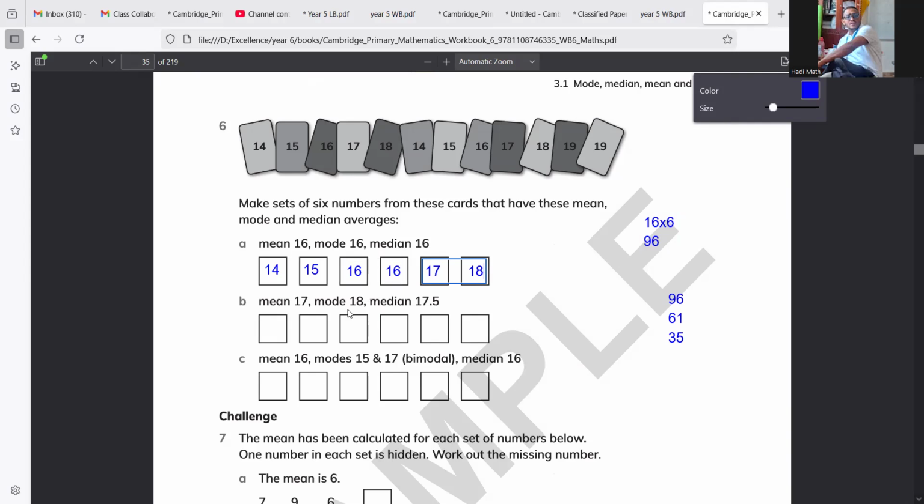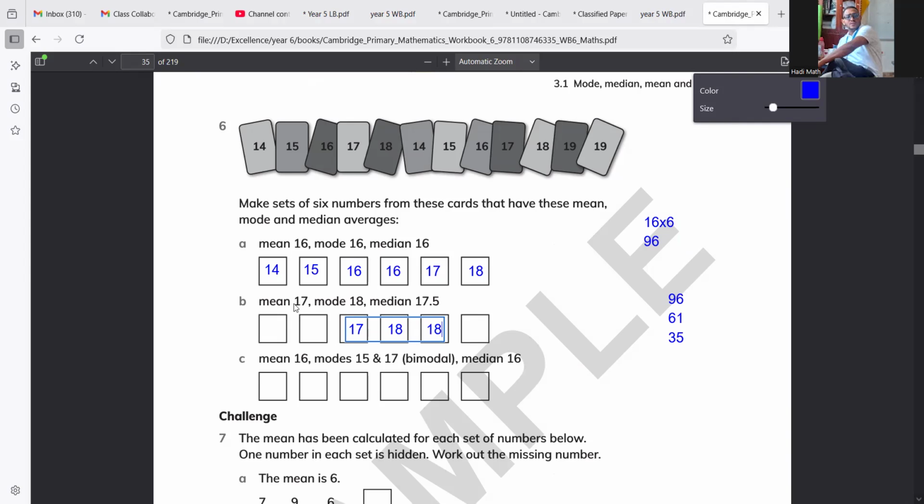Let's go to the next question. The same: mean is equal to 17, mode is equal to 18, and median is equal to 17.5. When I say 17.5, that means immediately one of them is 17 and the other one is 18, because when you add 17 and 18, they give us 35, and 35 divided by 2 is going to give us 17.5. But we say the mode is 18, so we need to add another 18. So this one is 18, at least.